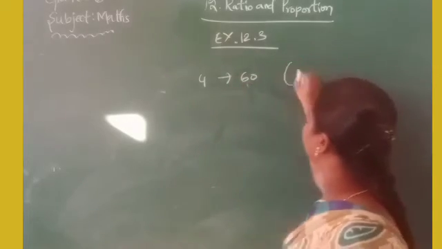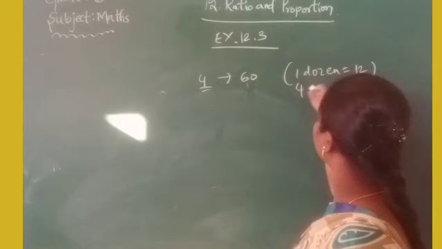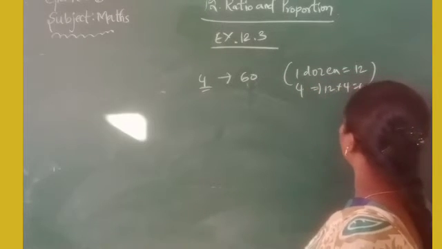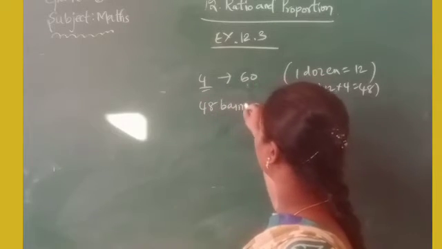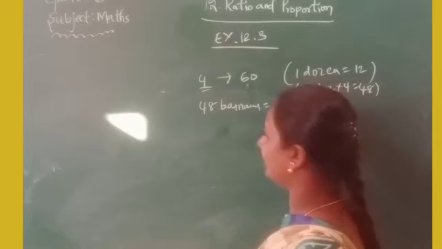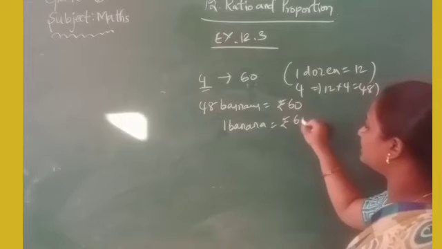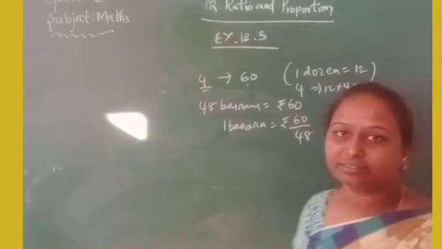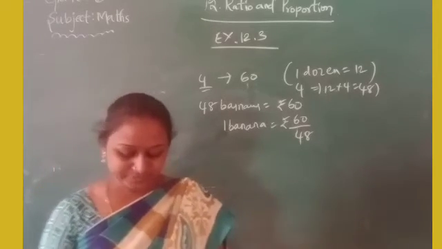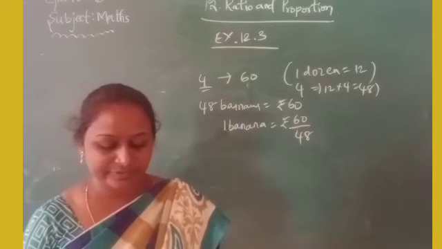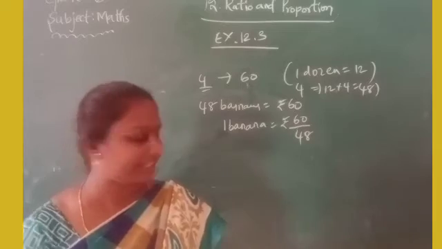Okay, 4 dozen. 1 dozen is equal to how many things? 12. So 4 dozens means 12 into 4, which is equal to 48. That means the cost of 48 bananas is 60 rupees. 1 banana costs how much? 60 by 48. Then what do you have to find? How many bananas can be purchased for 12 rupees 50 paise?